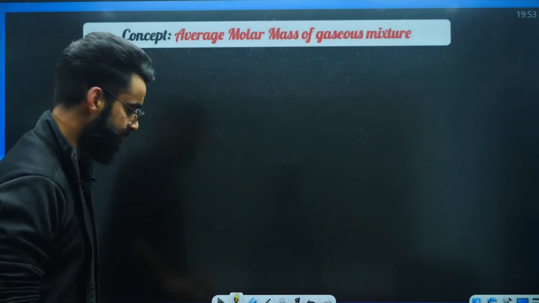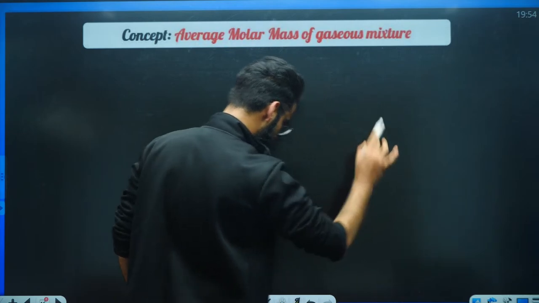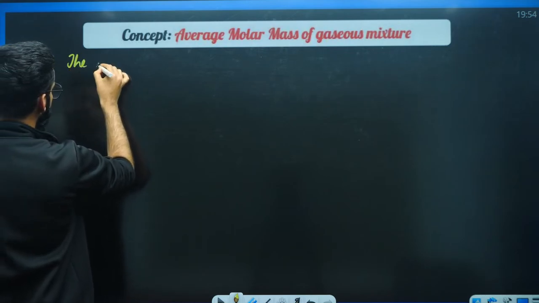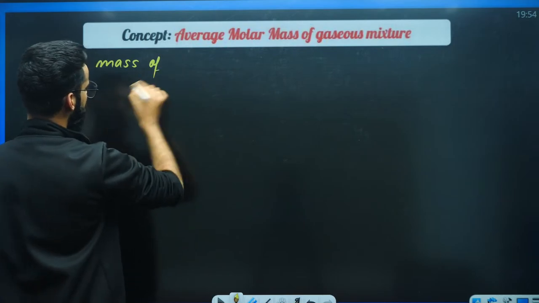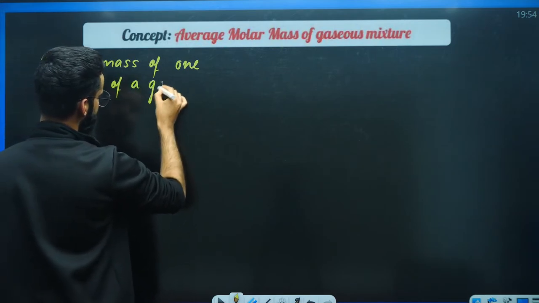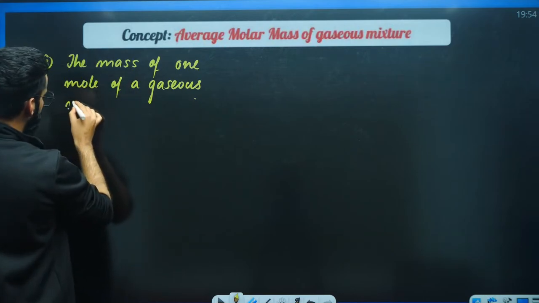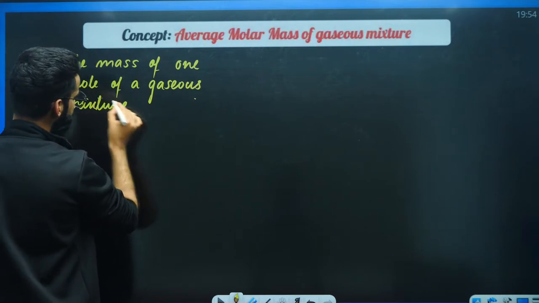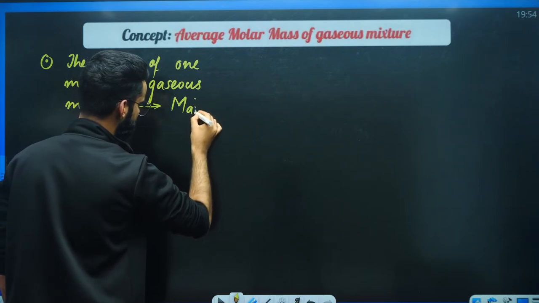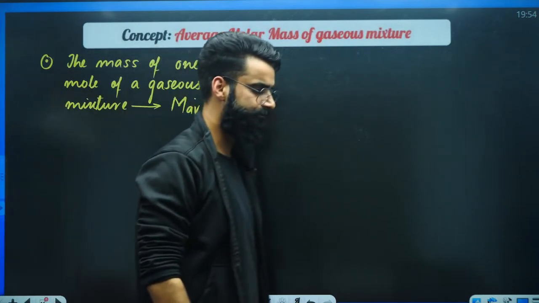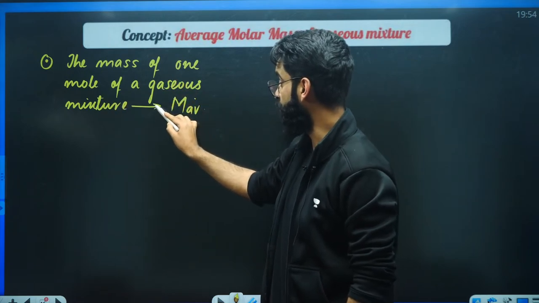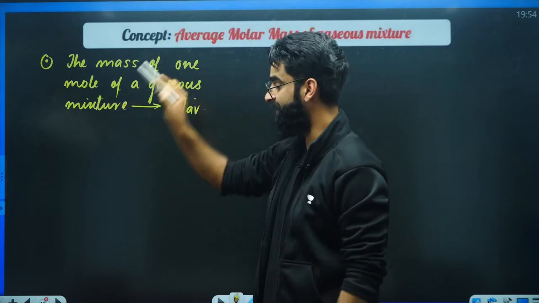Average molar mass of a gaseous mixture. First of all, let me write its definition, then I'll make you understand what it means. The definition is simple. The mass of one mole of a gaseous mixture is something which you call the average molar mass of the mixture. That average molar mass of the mixture is represented by MAV. What does it mean? The mass of one mole of a gaseous mixture is called the average molar mass of the gaseous mixture, which is represented by MAV.